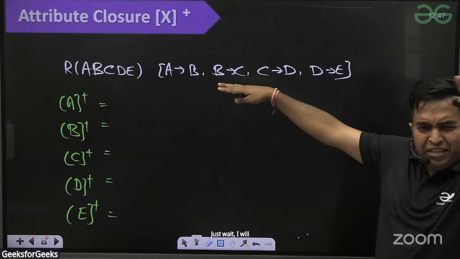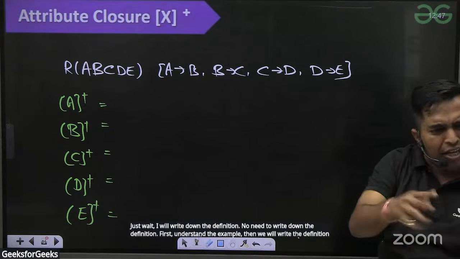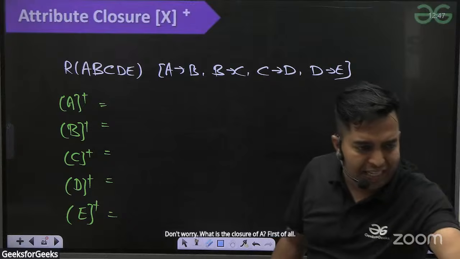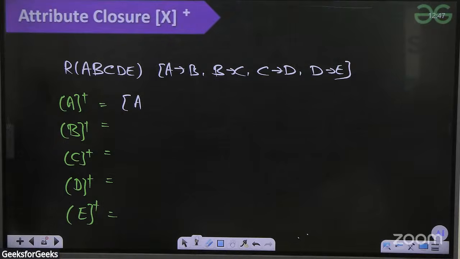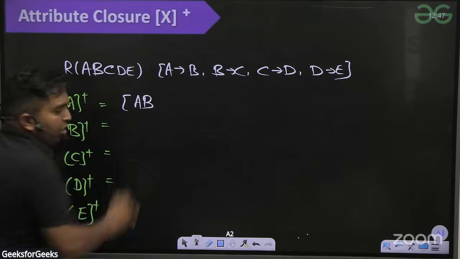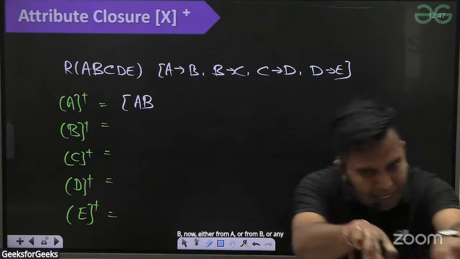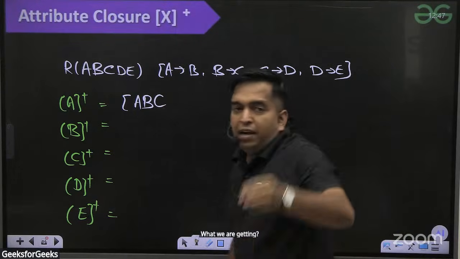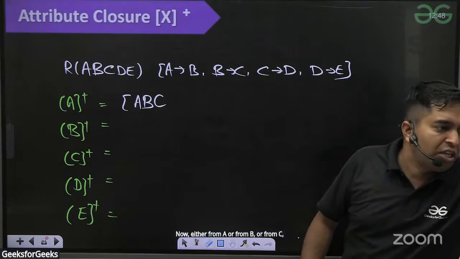Just wait, I will write down the definition. No need to write it down yet. First understand the example, then we will write the definition. You will remember it by default, don't worry. What is the closure of A? First of all, from A we get B. A to B. Now either from A or from B or any combination of A and B, and then from C, or any combination of A, B, C, what are we getting?